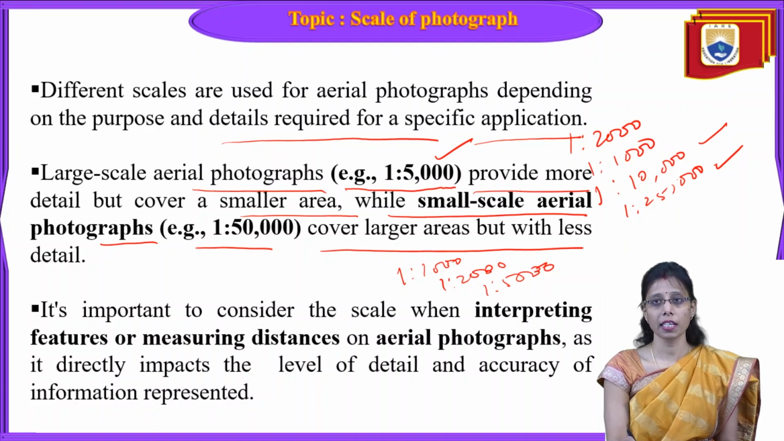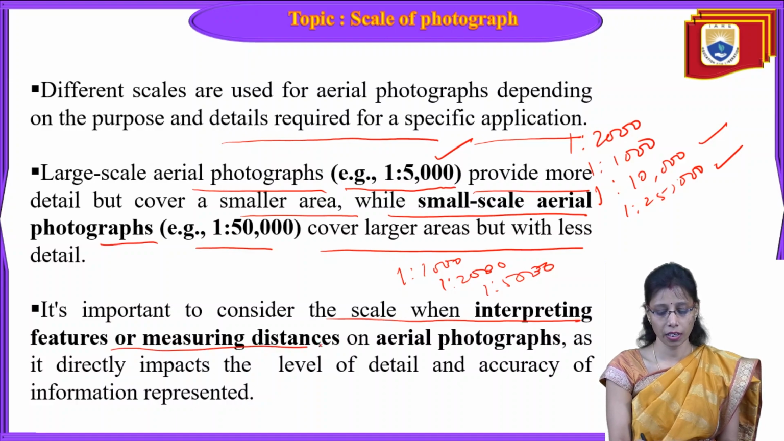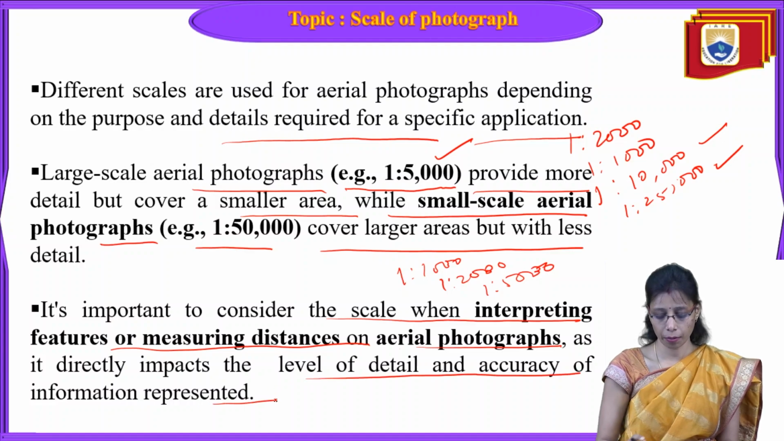And when you talk about small scale, the area coverage will of course be more, but we are unable to identify the details. For example, in an aerial photograph at 1:5,000, we can clearly identify the buildings, the roads, and the objects on the Earth's surface. When you see a 1:50,000 map, we cannot identify the buildings very clearly, but the area coverage will be more. Right? So in the next slide, I'll show you how it looks. It is important to consider the scale when interpreting features or measuring distances on an aerial photograph, as it directly impacts the level of detail and accuracy of the information represented.